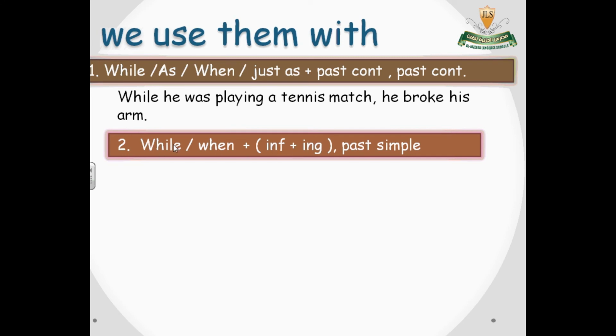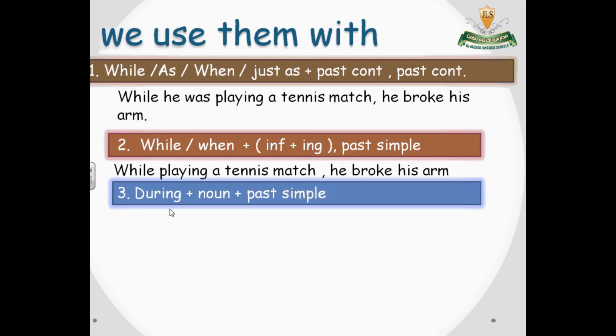So when I have while or when, and after them comes verb with ing, the other sentence will be in the past simple tense. For example, while playing or when playing. So I have while and immediately after it comes verb with ing. While playing a tennis match, he broke his arm.